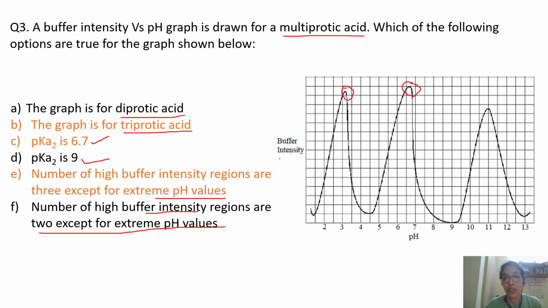This graph is not concentration, okay? This graph is buffer intensity. We can see these are the regions where buffer intensity is very high, meaning there is a very good buffer at these pHs. That's why buffer intensity is very high. And as you can see, there are three peaks. So this graph is triprotic because we can see there are three peaks.